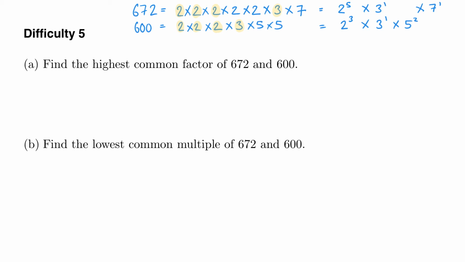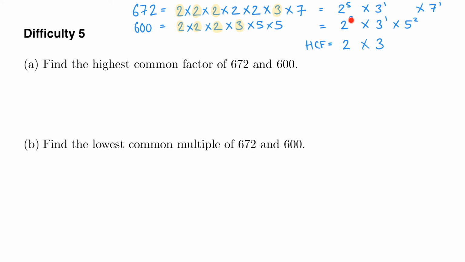Now, a better way of doing this would be to use this form here. What we do is look for prime factors that are in both lists, and you can see that I've got 2s and 3s in both. I haven't got a 5 in both, and I haven't got a 7 in both. So our highest common factor is going to be 2 to some power multiplied by 3 to some power. And we just have to decide what indices to use.